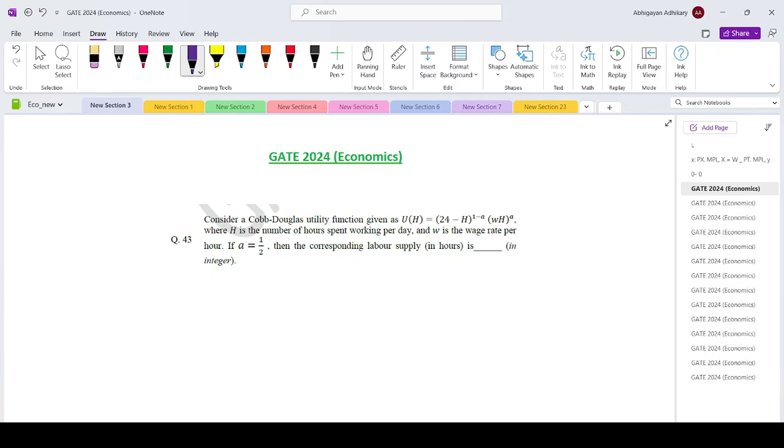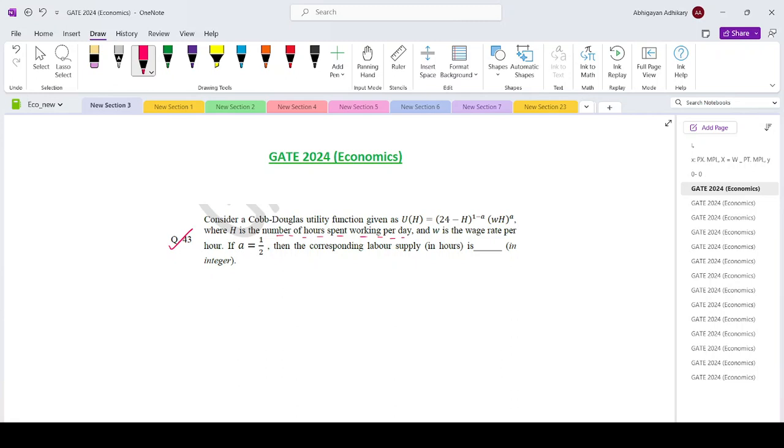And today we are looking at the GATE 2024 Economics paper, question number 43. So consider a Cobb-Douglas utility function given by u of h is equal to (24 minus h) to the power 1 minus alpha into (wh) to the power alpha, where h is the number of hours spent on working per day and w is the wage rate. If alpha is equal to 1 by 2, then the corresponding labor supply is equal to how much?